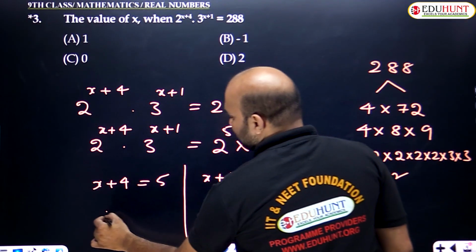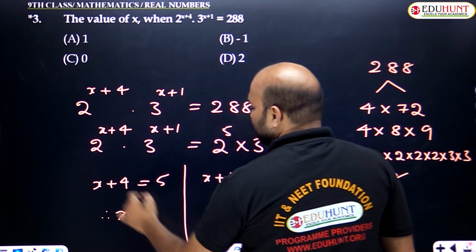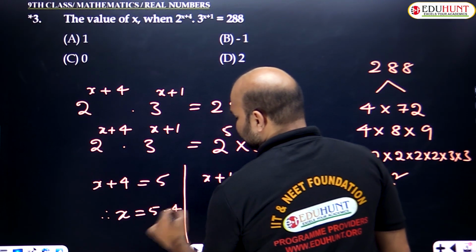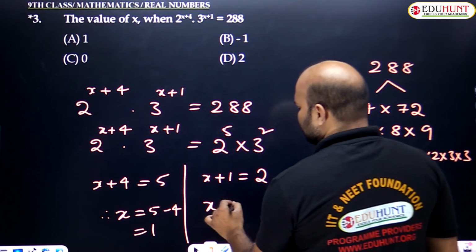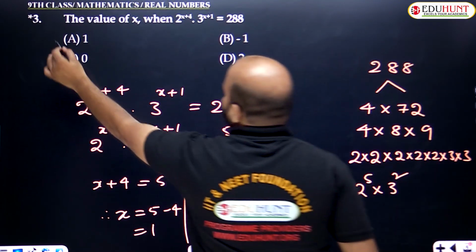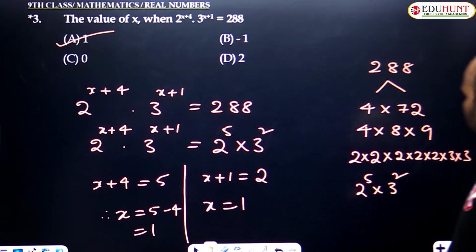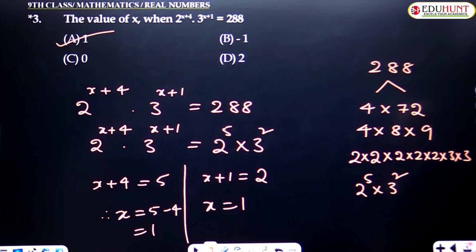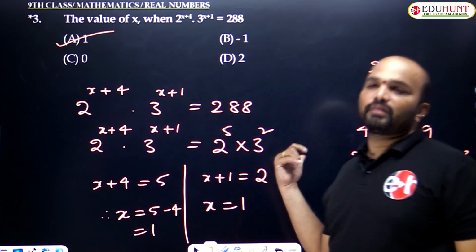So therefore the x value is 5 minus 4, nothing but 1. Here the x value is also 1 because 2 minus 1. So what I am getting is x equals 1. Option A is the right answer. Am I clear? Because bases are equal, powers are equal.